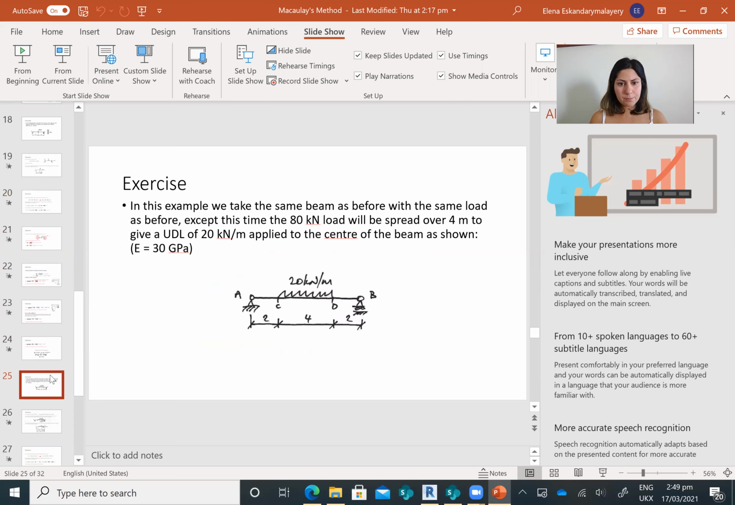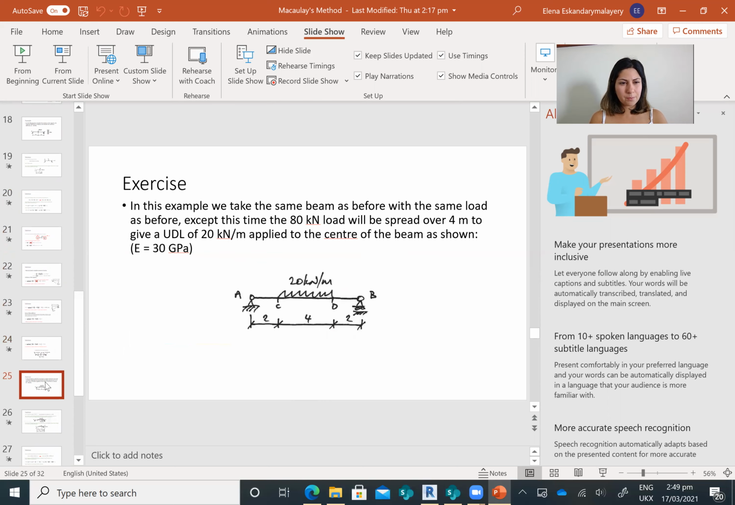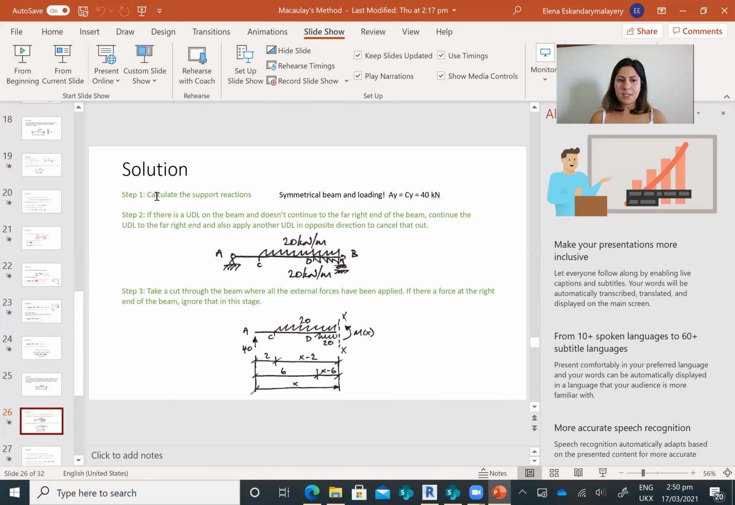Let me explain this part as well. So here you can see in this question, we have a UDL in the middle of the beam. So the first step is to find the support reactions because it is symmetrical. AY and CY equal to 40.